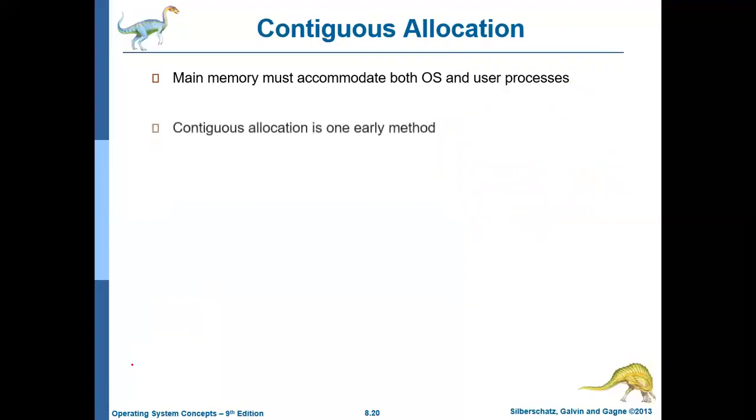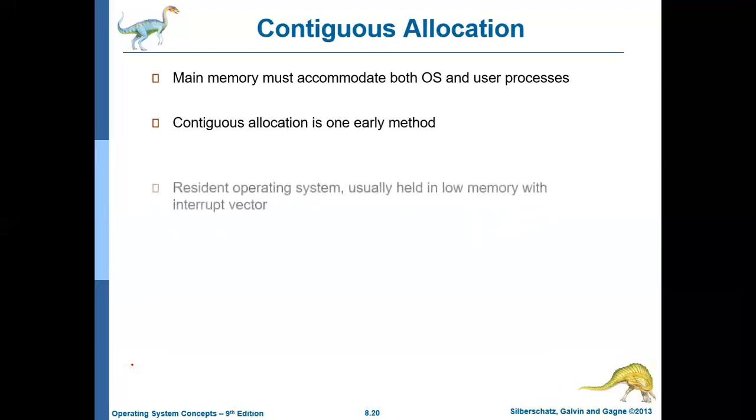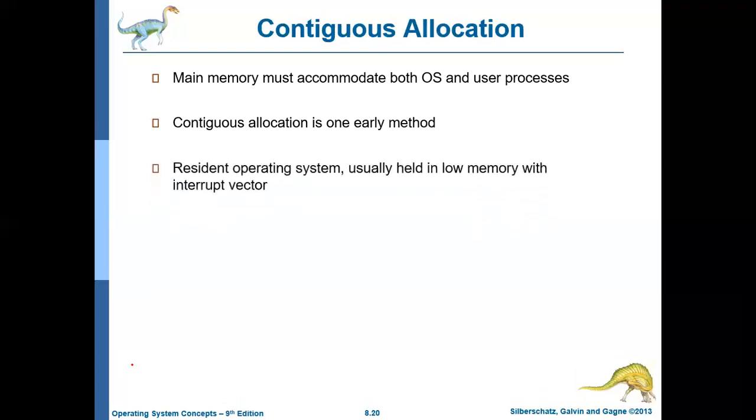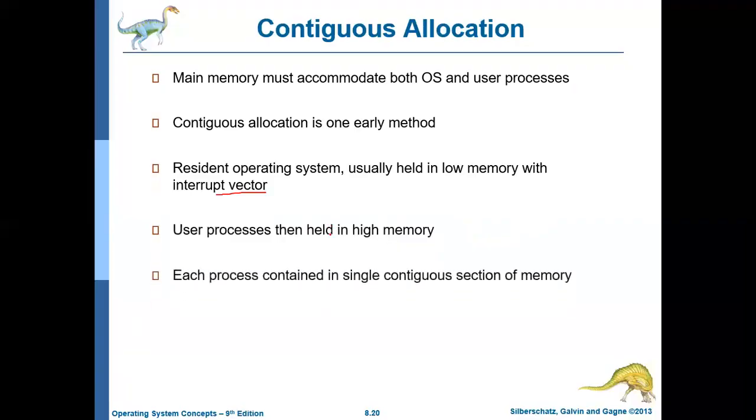That's what we are going to discuss. Contiguous allocation is the early method of memory allocation. Normally the operating system and interrupt vector table occupy the lower memory and the user processes are held in the higher memory, that is above the operating system. Each process is contained in a single contiguous section of memory.